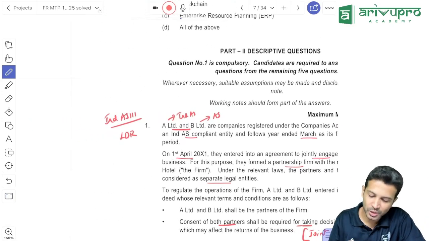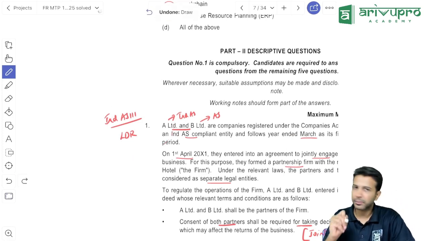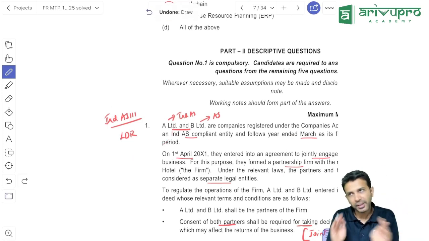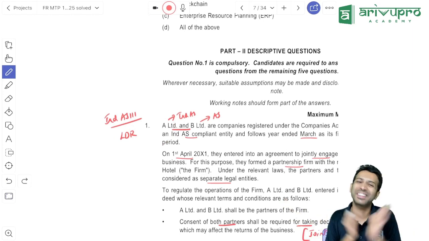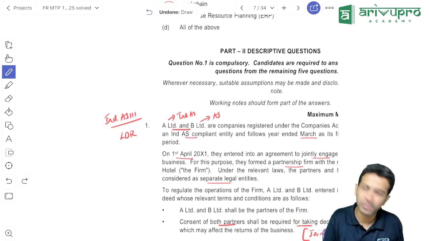Next, the first question. Okay, this is a good question. I'll keep this as an LDR. A theory question, but they framed it well. They have framed a two to three pages long question. This is an Ind AS 111 question.